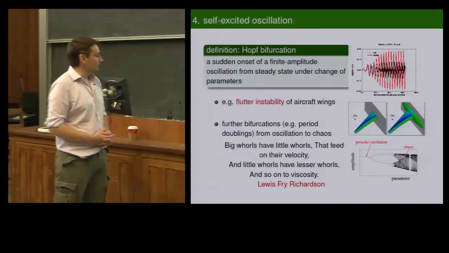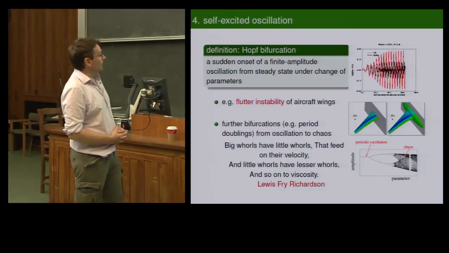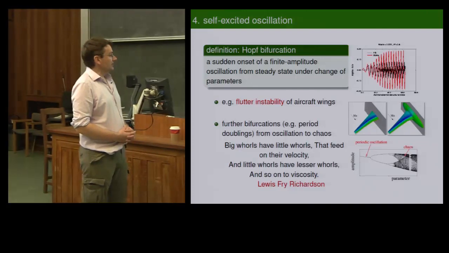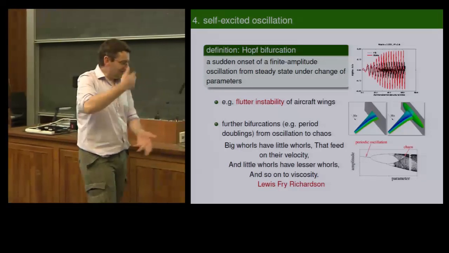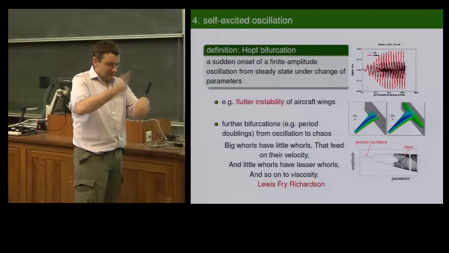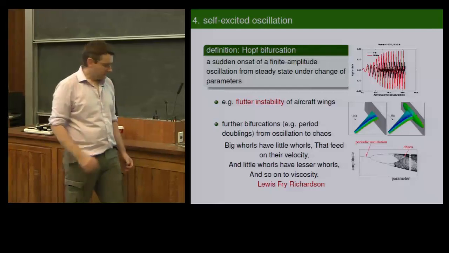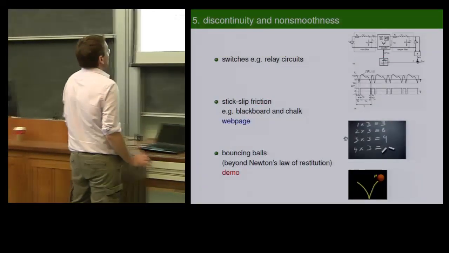And here's a lovely poem I like about turbulence that says, big whirls have little whirls that feed on their velocity, and little whirls have lesser whirls, and so on to viscosity. So that describes the complexity both in time, of things spiraling around each other, but also in spatial scales, of what is fluid turbulence. Okay, almost there.